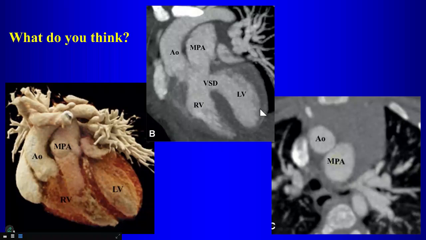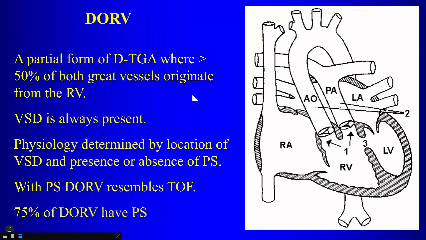So the outflow from the left ventricle, in these cases of double outlet right ventricle, has to be through a ventricular septal defect. So with double outlet right ventricle, you will always have a ventricular septal defect, as both of these are coming off of the right ventricle. All right, so that's double outlet right ventricle. This is considered a partial form of D-transposition. There always has to be a VSD for the outflow from the left ventricle.